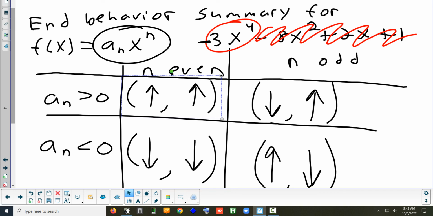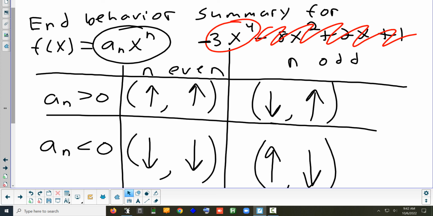If the highest exponent is even, and the number in front is less than 0, that's a down. So whenever you have an even exponent, it's either both up or both down. And it's easy to remember. Negative is down, positive is up.